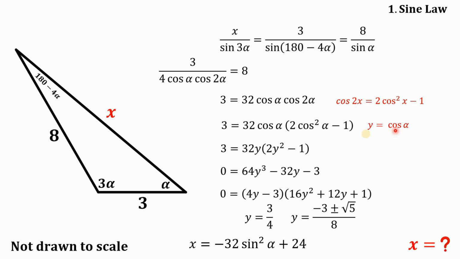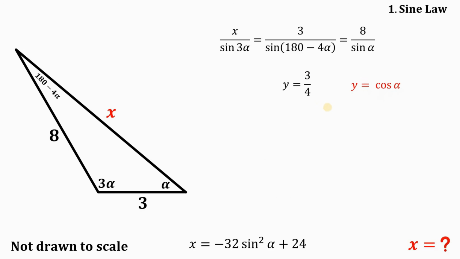Now take note, this y cannot be a negative number. Otherwise, this angle alpha will go beyond the 90 to 180 degrees. But this alpha technically is an acute angle. In short, we can say that y is simply equal to 3 over 4.